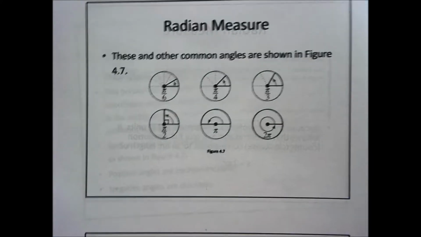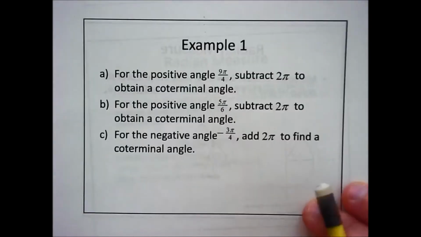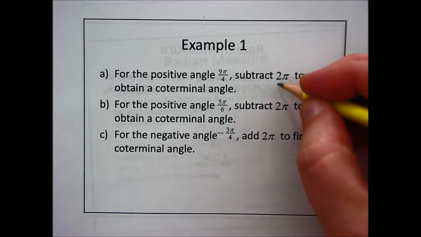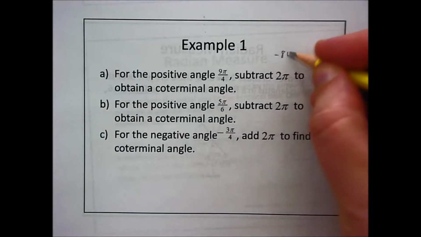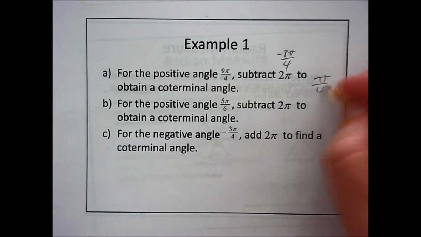So the nice thing is, we can actually find what are called coterminal angles. So if I have a positive angle that's 9 pi over 4, if I subtract 2 pi from it, it gives me a coterminal angle. Now, since it's over 4, when I do 2 pi, I'm actually going to be subtracting 8 pi over 4, which is just going to give me pi over 4.